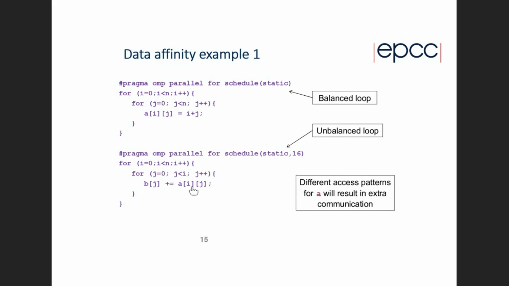So this particular case is quite easy to fix. You could simply apply the same schedule, the same static 16 schedule, to the first loop. That shouldn't introduce too much in the way of additional overhead for this loop, but it will then ensure that the same thread is accessing the same data in both loops.